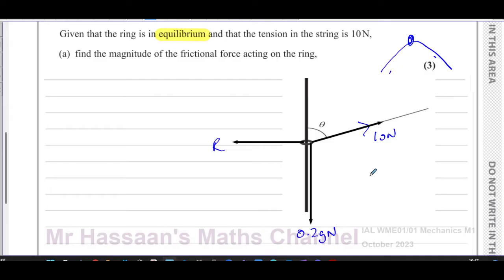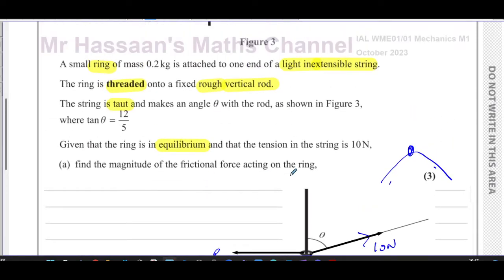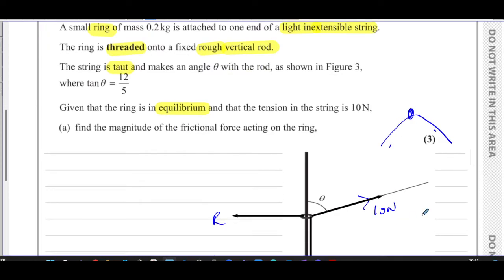So those are a few important points. We've talked about the ring threaded onto a rough vertical rod, which means there's friction. A light inextensible string means that the tension is the same all the way through the string, and we don't consider the weight of the string.